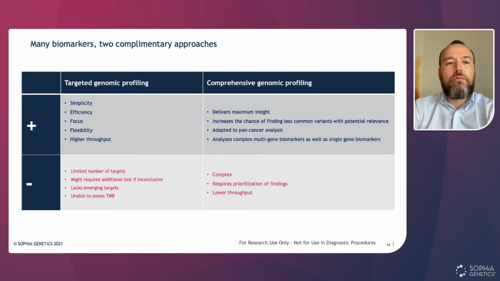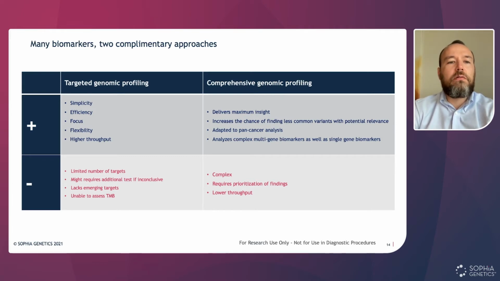And if we look at pros and cons for both, in terms of targeted genomic profiling, it obviously offers simplicity, efficiency, focus, because obviously you have fewer genes there, and flexibility because you can add a few genes to a smaller panel. It's a little bit less complex. And obviously because of a smaller footprint, it's the higher throughput that you can put more samples per given run.